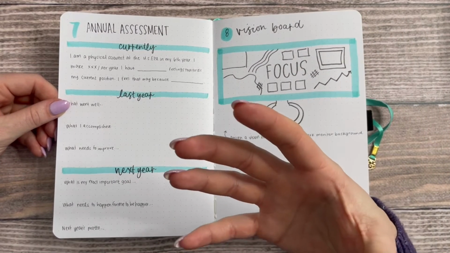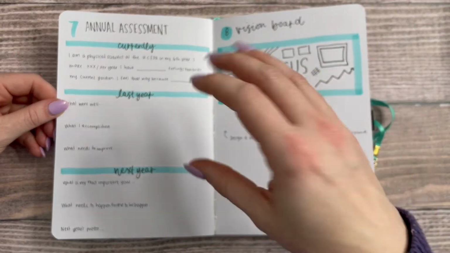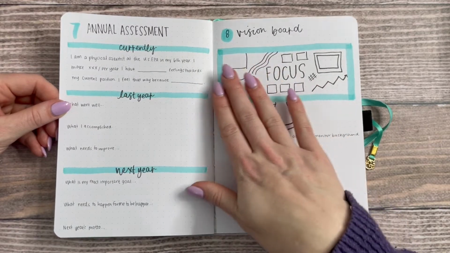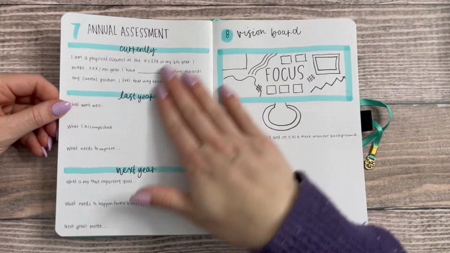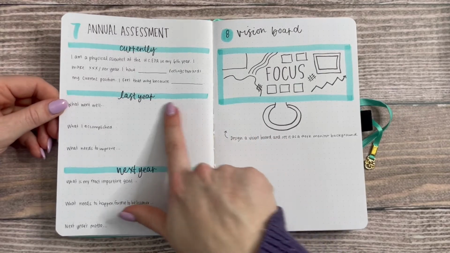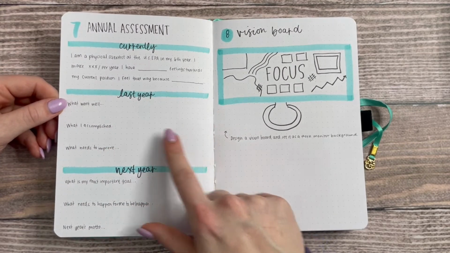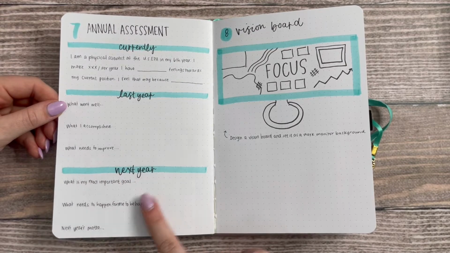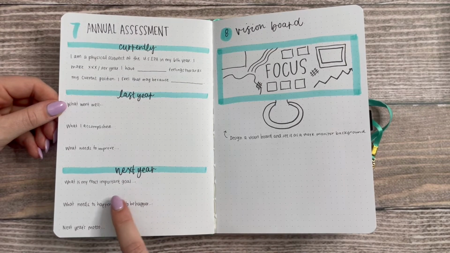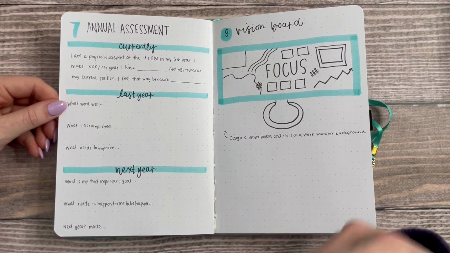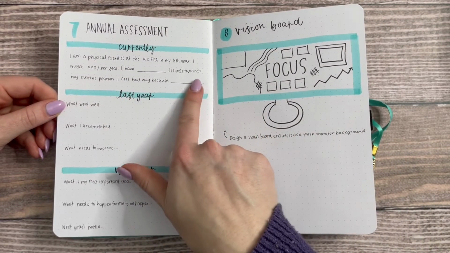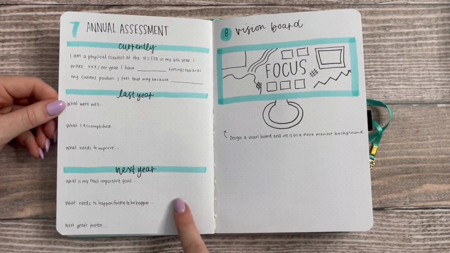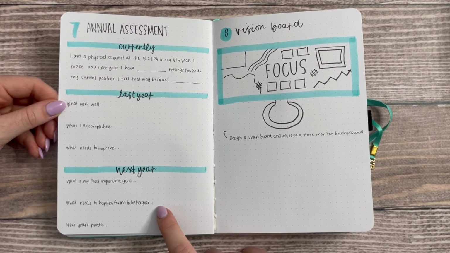So that's kind of putting your mark on where you are at, what you want to do, and how you feel about what you are currently doing. So your current situation. And then you look over the course of last year, what went well, what I accomplished, what needs to improve. And then for next year, what is my most important goal? What needs to happen for me to be happier? So if, for example, you put, I have negative feelings towards my current position, what do you need to do to be happier in your position?